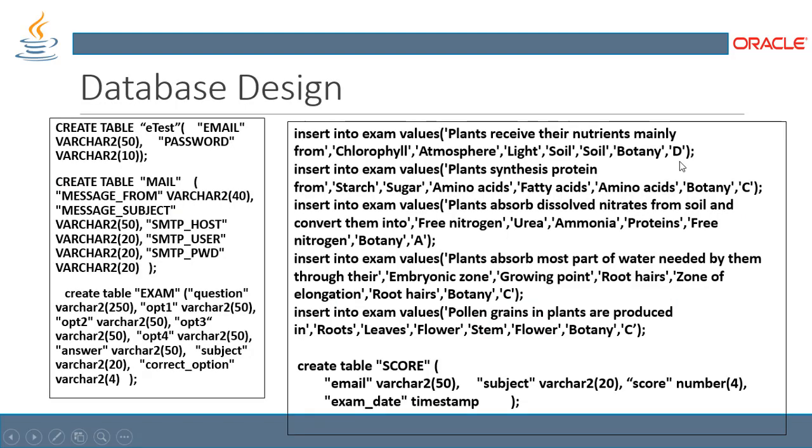Let's start with the database design, which contains four tables. etest has email and password, mail has mail properties, and exam has options and questions with the correct answer, the subject, and the answer entered by the user. We have the exam table with some random questions, and then we have a score table which contains email, subject, score, and exam date, which actually provides the score report.